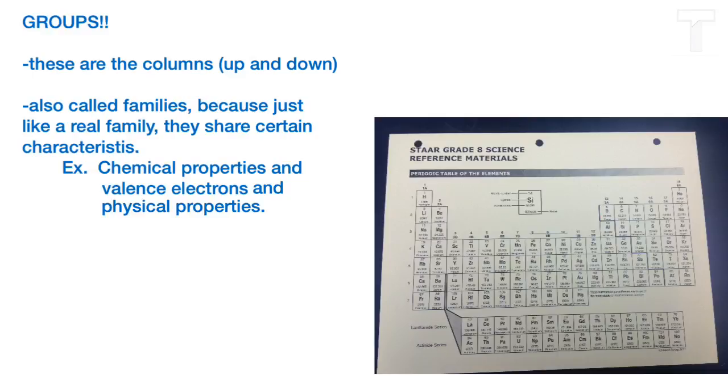Groups have numbers also, just like our periods do, and here's where you find your group numbers, at the top, guys. Okay, so you don't need to worry about these that I'm Xing out. Don't worry about those. Just look at these numbers right here. So group 1, group 2, group 3, 4, 5, 6, 7, and 8.